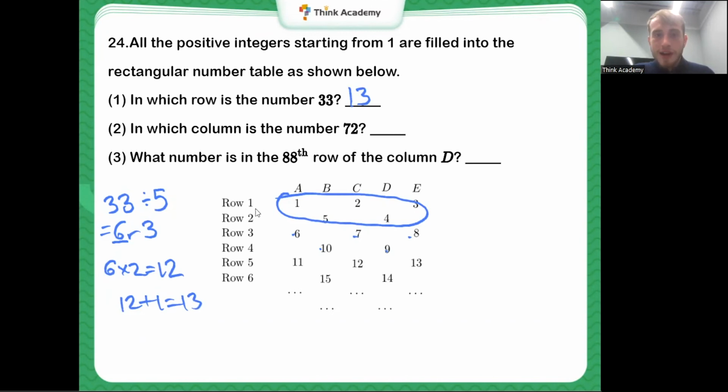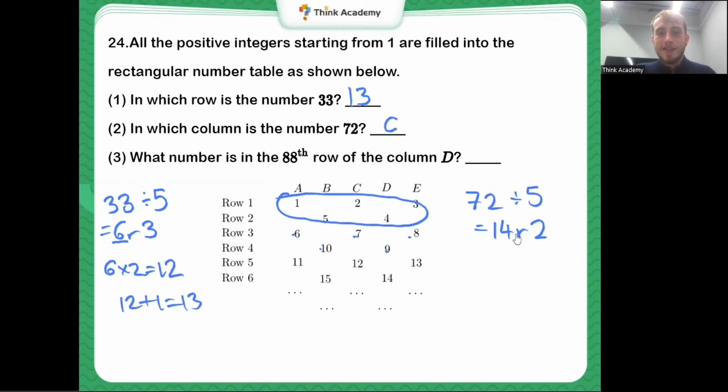Once you've decided that the cycle is 2 rows, we can work out that we've got 6 complete cycles, which means 12 complete rows. So the number 33 is going to be in the next one, row 13. In which column is the number 72? Again, we can divide by 5 to find out how many complete cycles we've got, which gives us 14 remainder 2. Now, I'm caring about the remainder. After you complete a full cycle, you go back to the beginning, and a remainder of 2 will take you from A to C, the second position in the cycle, which is column C.